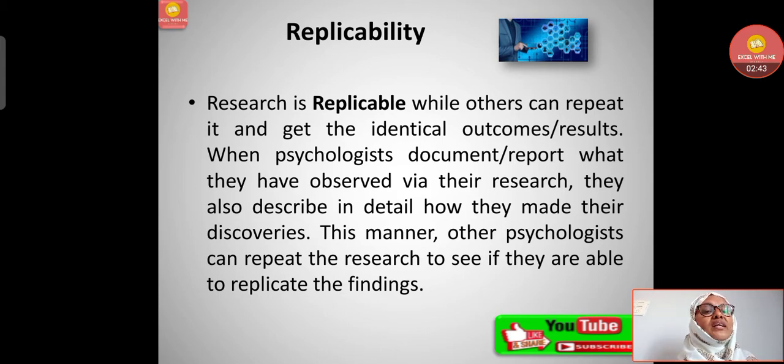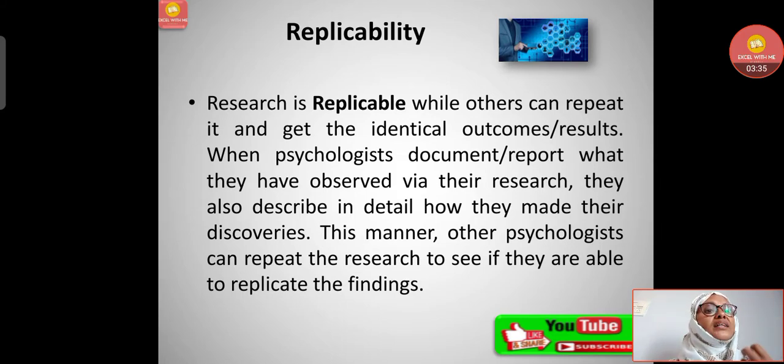Let's start with the first one, that is replicability. What is replicability? Research is replicable, while others can repeat it and get the identical outcomes or results. 2 persons can take up the same problem, they can come up with the same results also. They can be repeated. In research, things can be repeated to find out the solution by different persons and in different manner. When psychologists document or report what they have observed via their research, they also describe in detail how they made their discoveries. That means every researcher is unique. They will find out their own techniques and tools to find the solution of the problem in different manner.